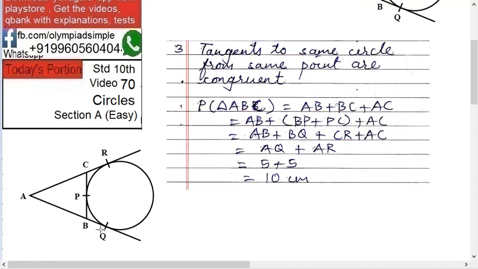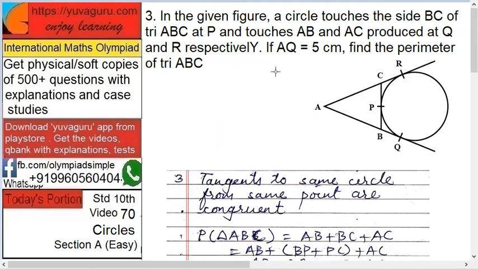Watch this part again because this is very important. How are BP and BQ equal? See this, BP and BQ are tangents to the same circle from the same point, so they are congruent. Similarly for PC and CR. And then you combine AB and BQ, CR and AC.